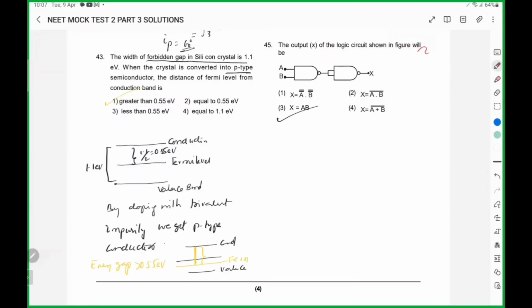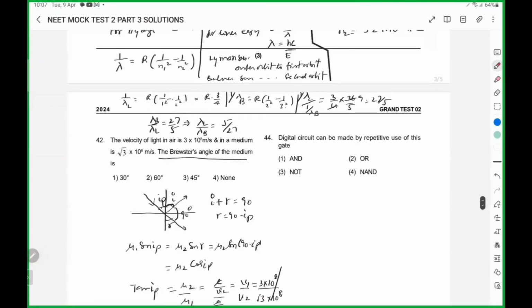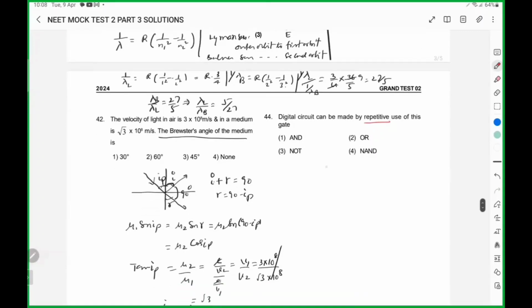Output of the logic circuit in the figure is, so here, digital circuits can be made by repetitive use of this gate. We have different gates: OR gate, NOR gate, AND gate, NAND gate. By using NAND gate repetitively, we get different gates. For example, this is a NAND gate followed by a NOT gate. It is an AND gate.